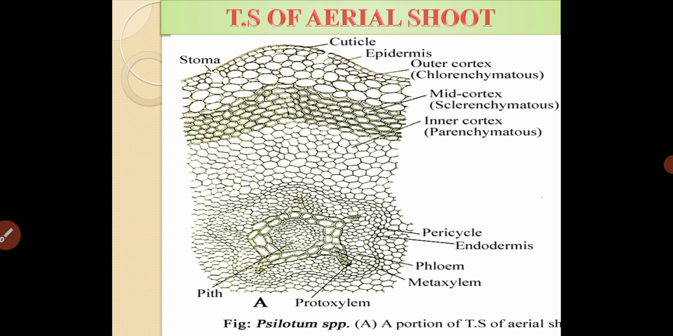The next region is the vascular tissues. Here the xylem is star shaped in nature, which is externally covered by the phloem. And at the center, pith is present, which is sclerenchymatous pith.